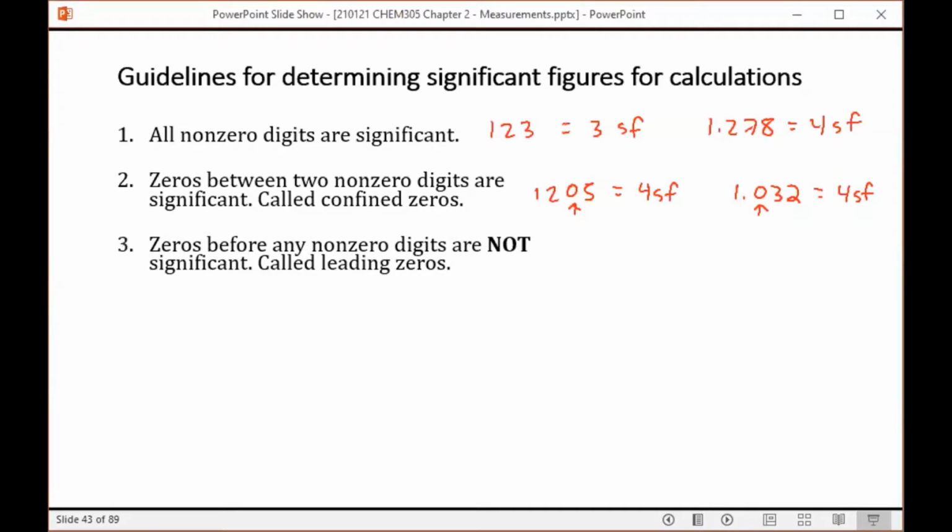The next guideline says that zeros before any non-zero digits are not significant. These are called leading zeros. An example of this would be a decimal value like 0.0013. All of these zeros here come before the first non-zero digit, and so they're not significant. They're just placeholders. And so this number has 2 sig figs. 0.000003: all of these zeros come before the first non-zero digit, so this just has 1 sig fig. Just the 3 is significant.